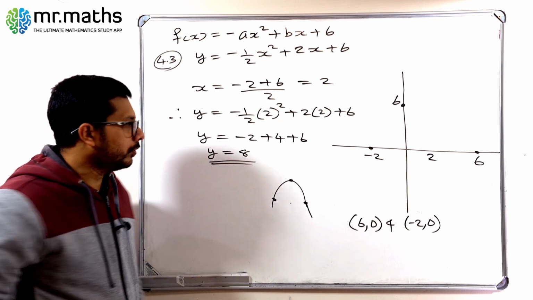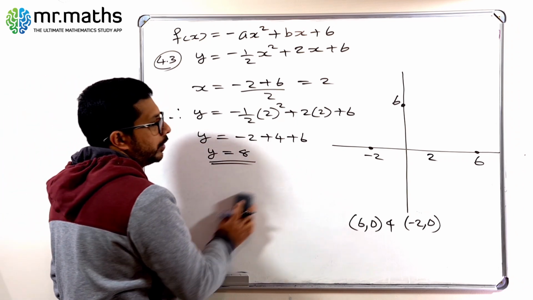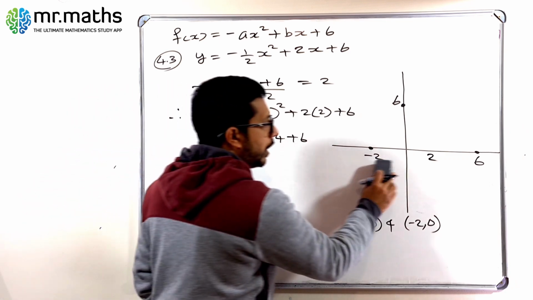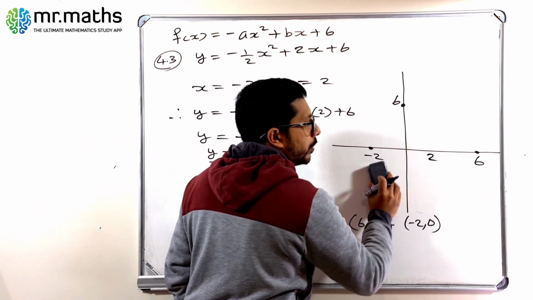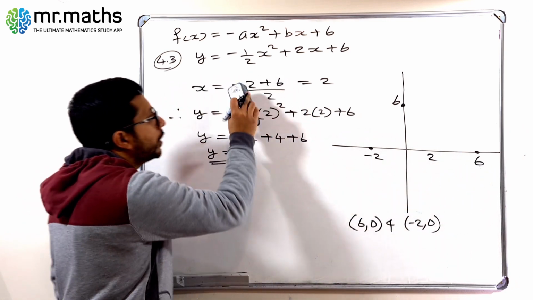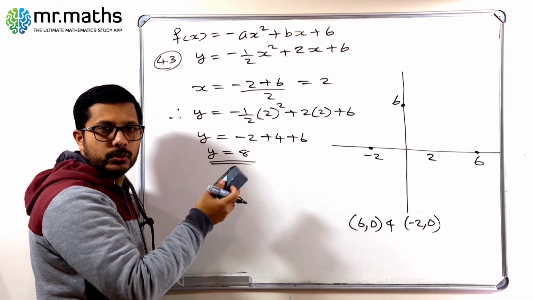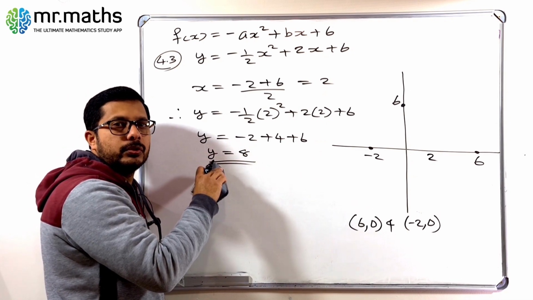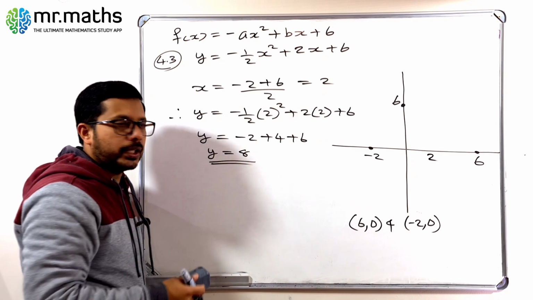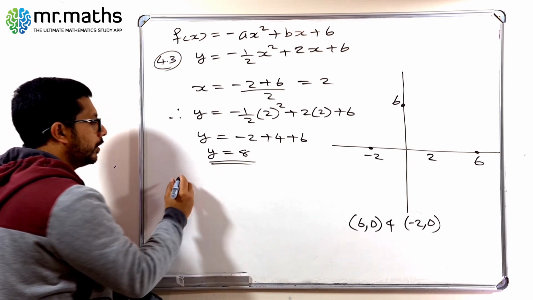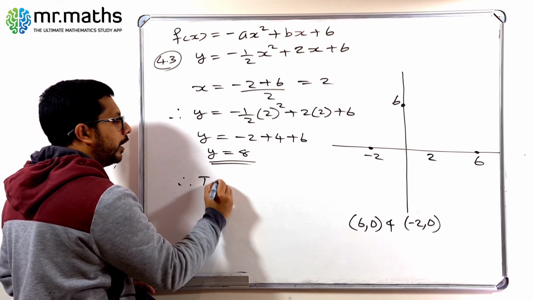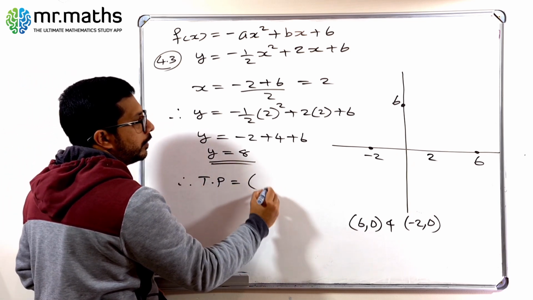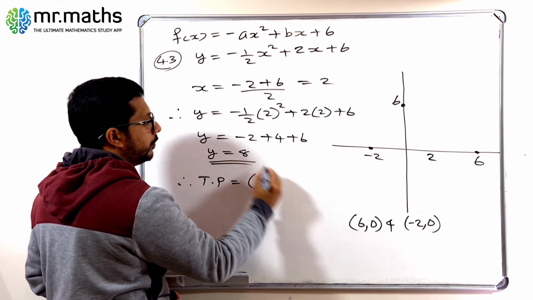So what is the x value? The x value is 2. How do you get it? The middle of minus 2 and 6, so minus 2 plus 6 divided by 2. That is 2. Then substitute x is equal to 2 in the original equation, and you will get a y value. So what is the meaning of that? Therefore, the turning point: what is the x value? 2. What is the y value?